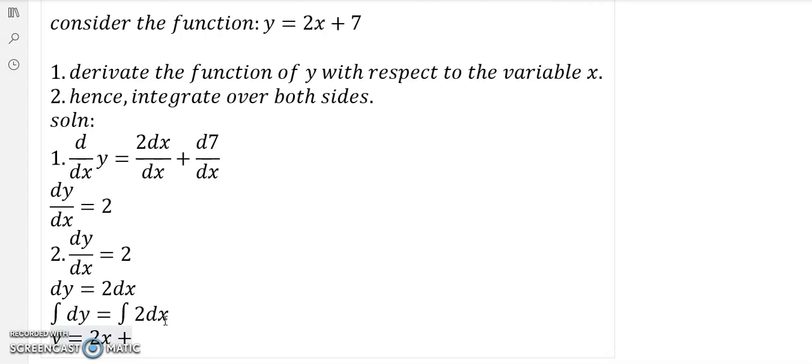the arbitrary constant c. Okay guys, as you can see here, there is y equal to 2x plus c, which gives the original equation, y equal to 2x plus c. Then if we differentiate this one, we get dy over dx equal to 2. Same applies with this one. If we integrate this one, we're still going to get dy. We will get dy over dx equal to 2.